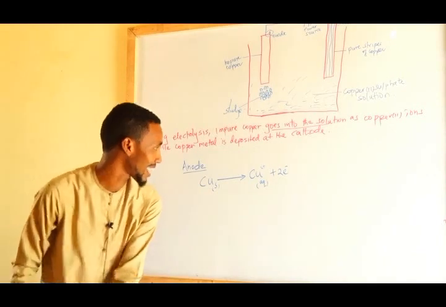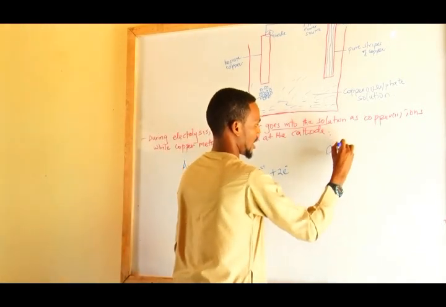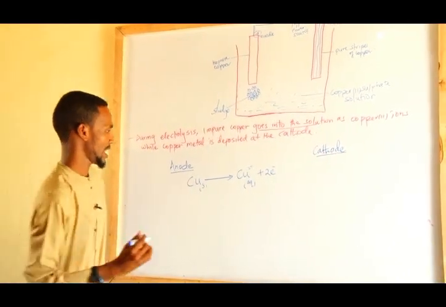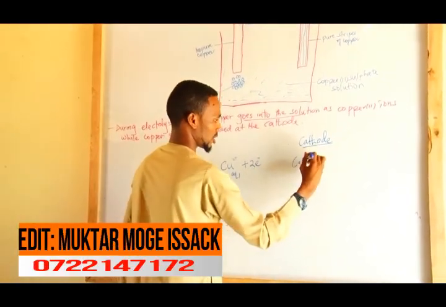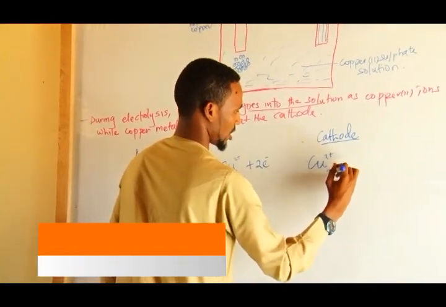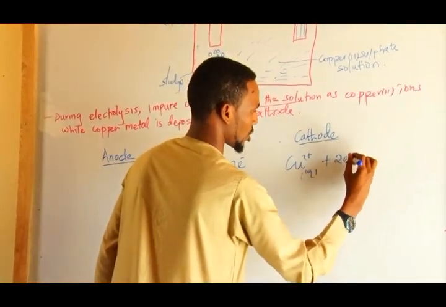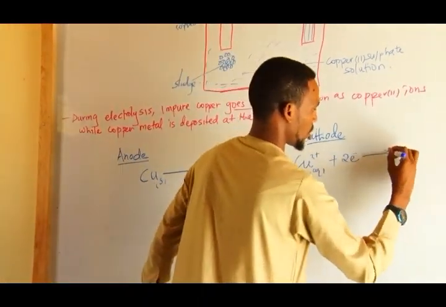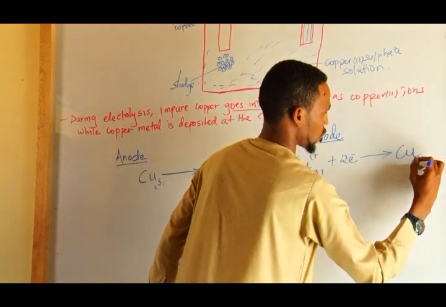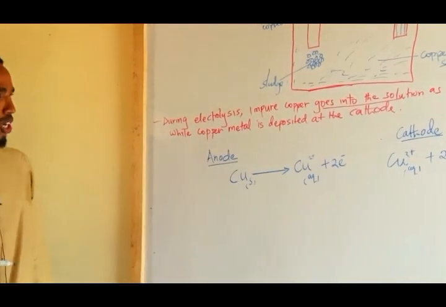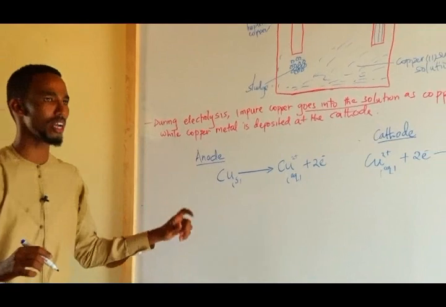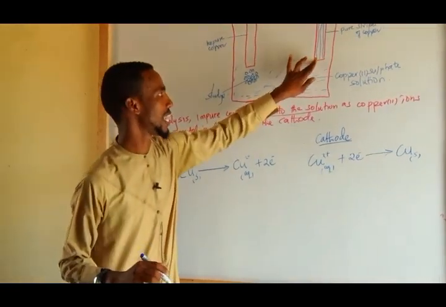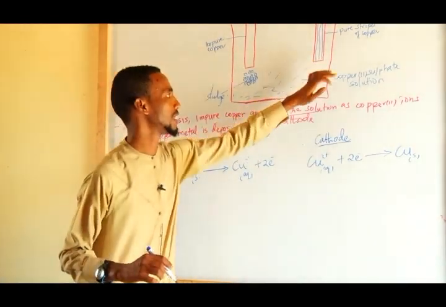Then at the cathode, now what will happen? At the cathode, copper ions will gain the 2 electrons that have been lost here, and it will form copper solid. So a red-brown deposit is observed at the cathode because copper metal is deposited.